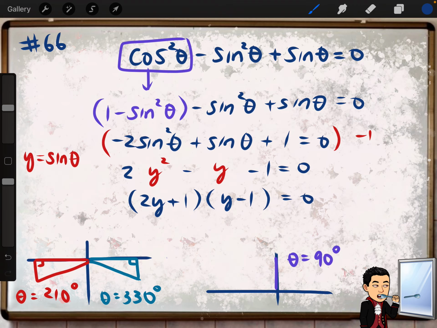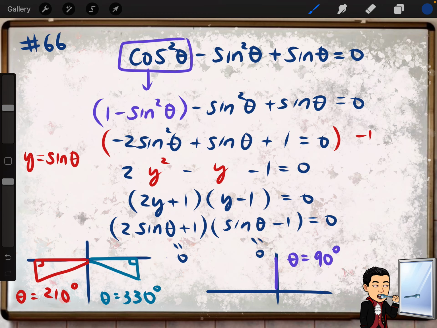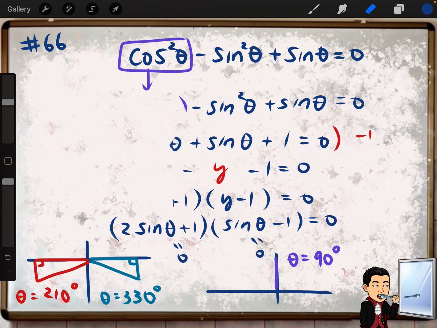Up to this point, you know that y is basically just your sine theta, right? So let's reverse by putting the sine theta back into y. So it's going to rewrite this as 2 sine theta plus 1 times sine theta minus 1. Okay, so yeah, it's a little crazy here. You're going to have to set each one equal to 0. I need more space to operate, so I'm going to erase everything on top. Just know that I'm going to be using a different color.